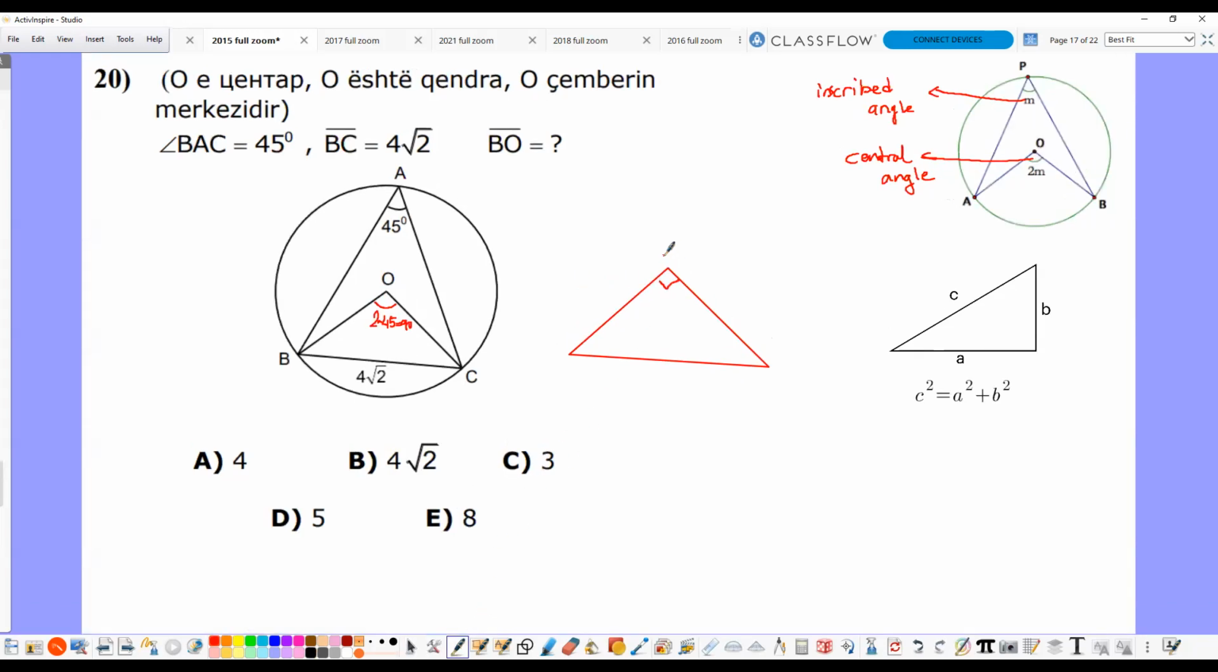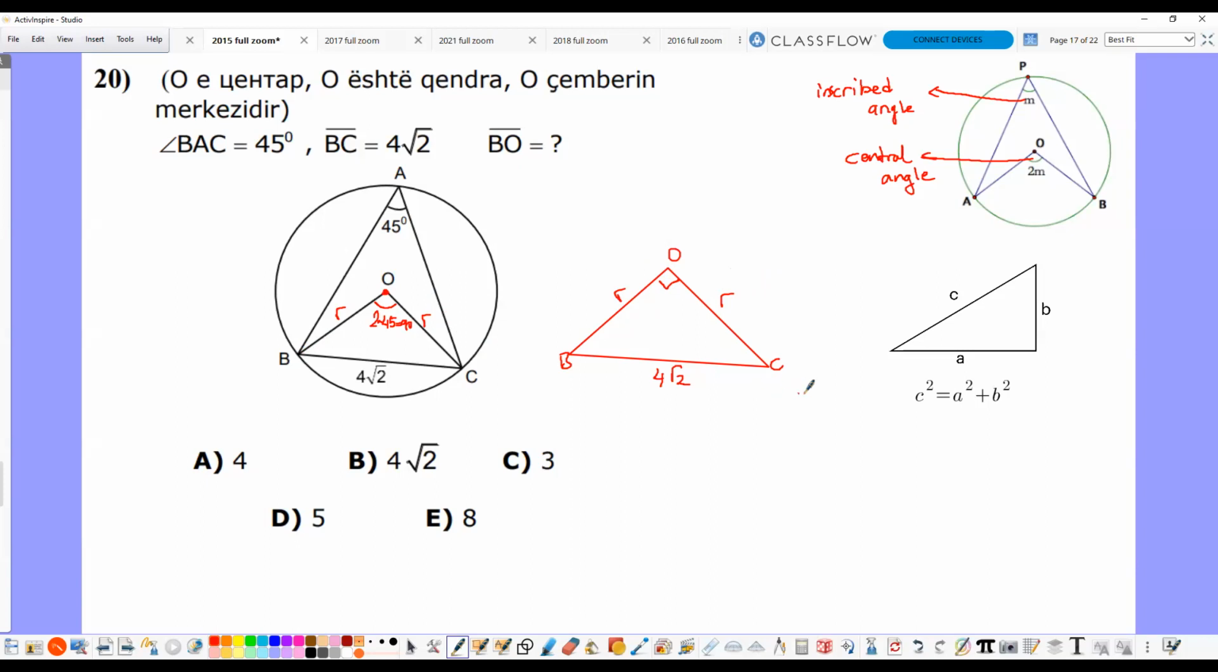This triangle OBC is going to be 90 degrees. The second part that we are going to use here, the BO length it is asking, since this is 4 root 2, this side and this side are equal to each other. Why are they equal to each other? Because this is the center of the circle. From the center of the circle, if you draw a line to the circumference, this is going to be a radius, and this is also a radius, so this is also R.